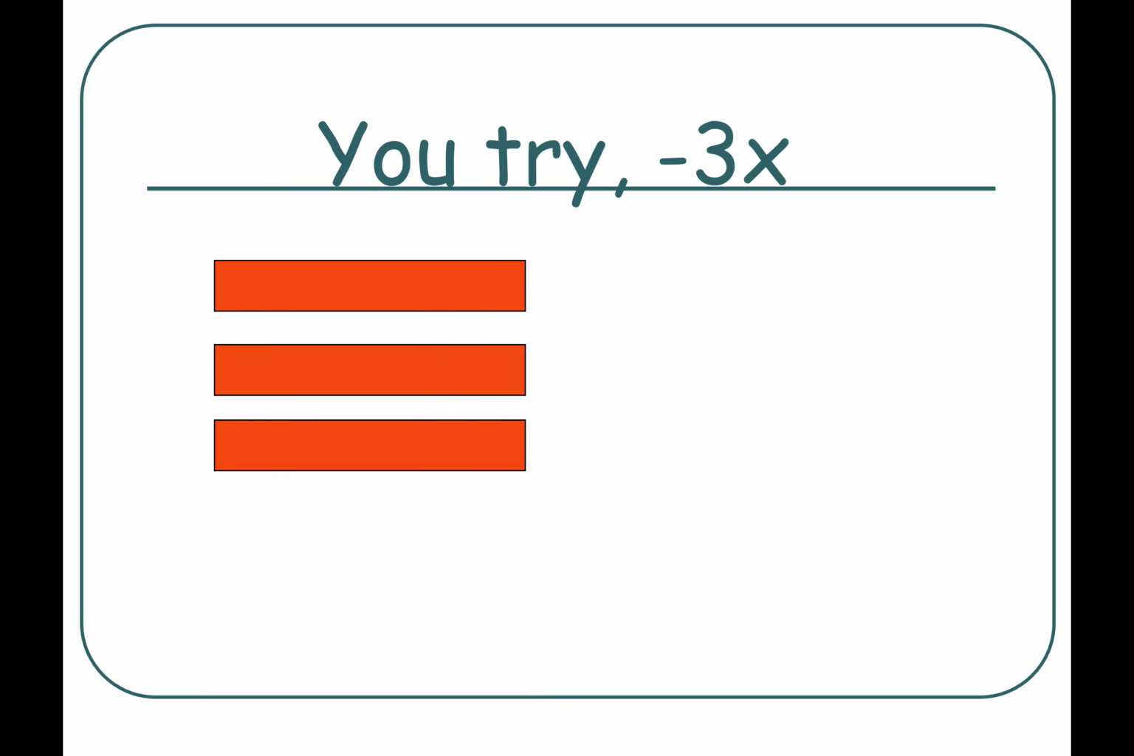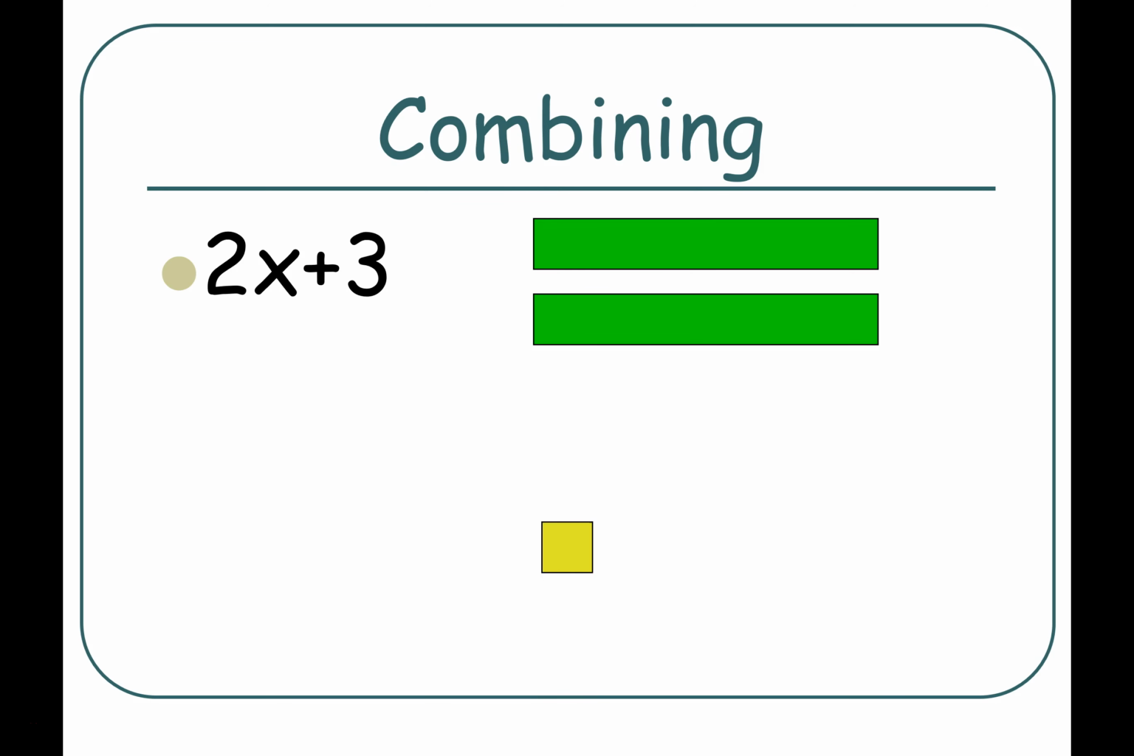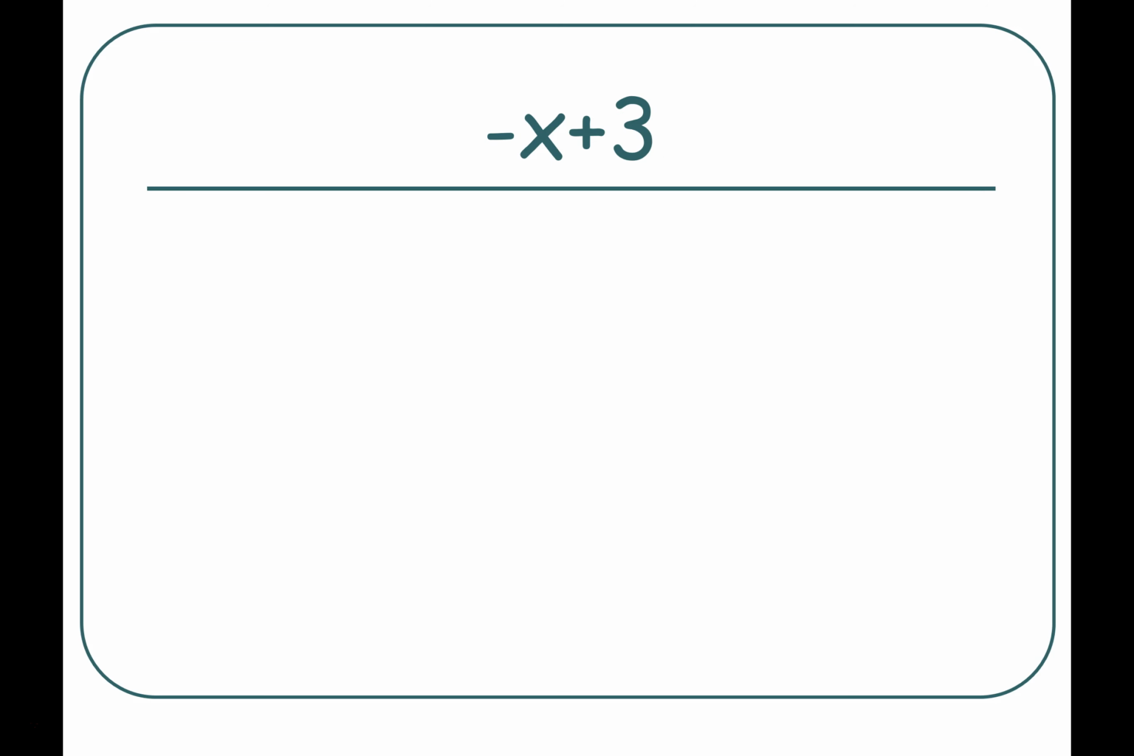And so that's opposite 3x, or negative 3x if you want to look at it that way. And then combining: I have 2x and I have 3. I can't combine them because they're different things, different units, different items. So 2x plus 3 is already simplified. I can't do anything else to it. That expression is simplified because the 2x cannot be combined with the 3.